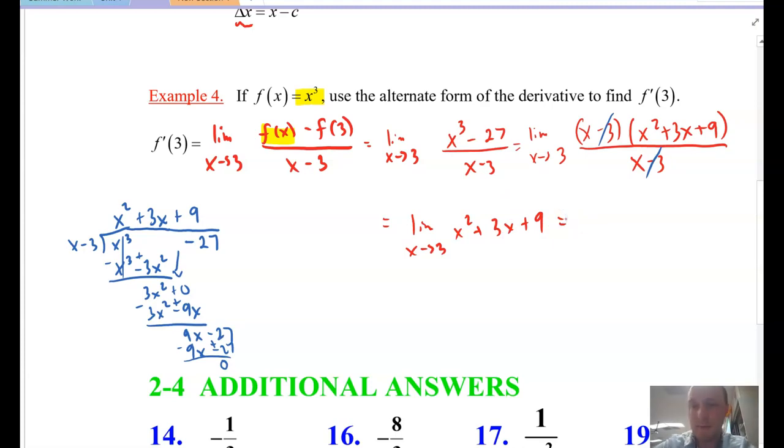And since this is a polynomial, it's continuous everywhere, I can just go ahead and evaluate my function. I can plug it in. 3 squared, that is 9, plus 3 times 3, 9, plus 9.